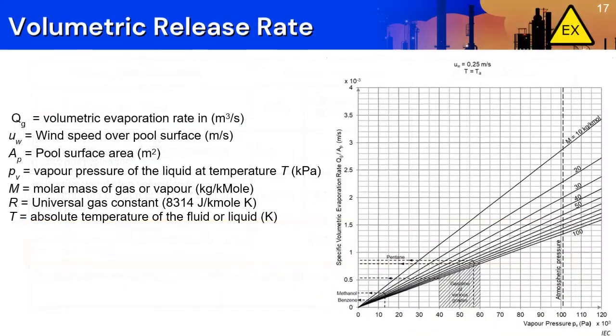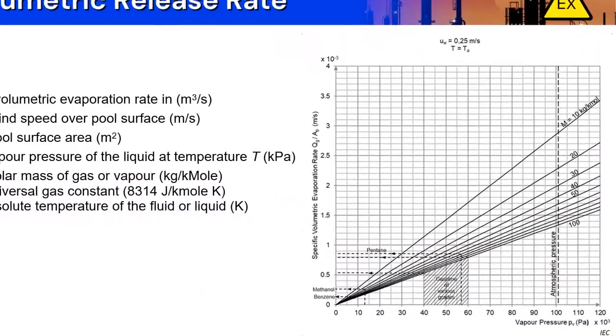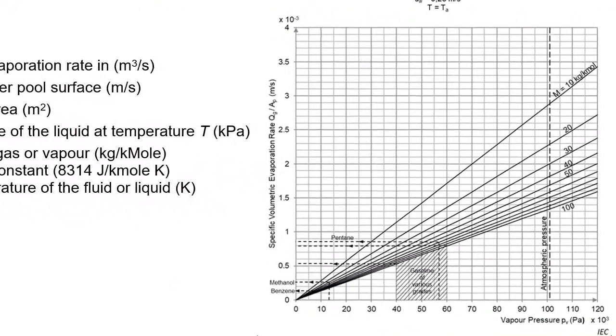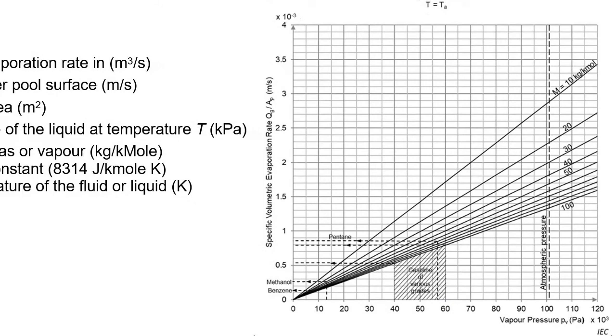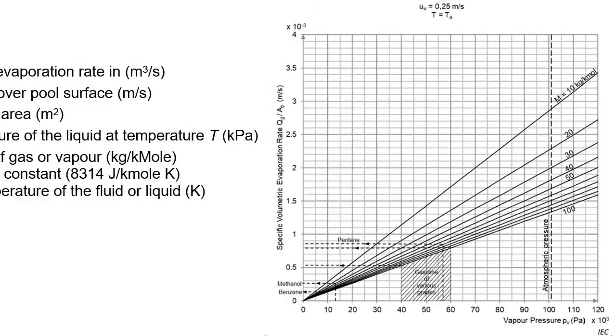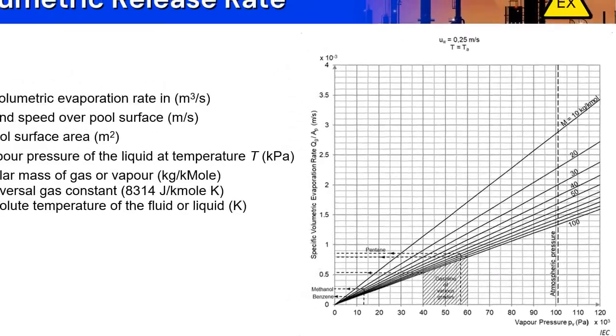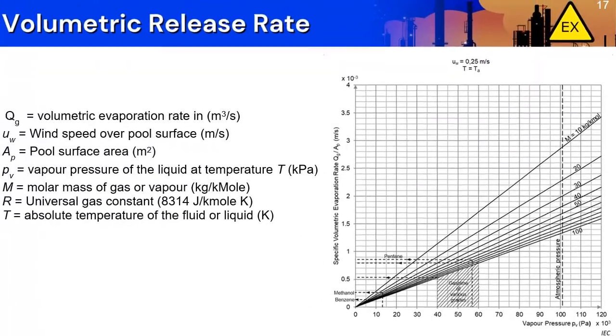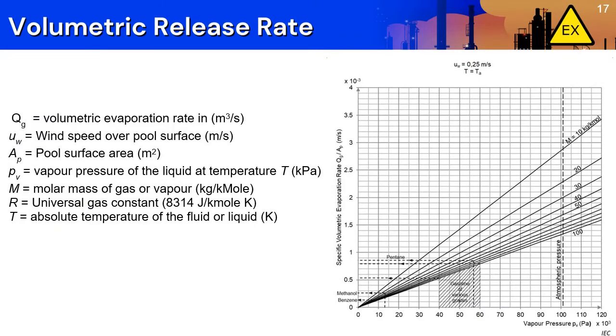The IEC standard incorporates both a formula and a table to estimate the volumetric release rate of a flammable liquid. The table is based on a wind speed of 0.25 meters per second. It provides a good illustration of how material volatility impacts the evaporation rate.